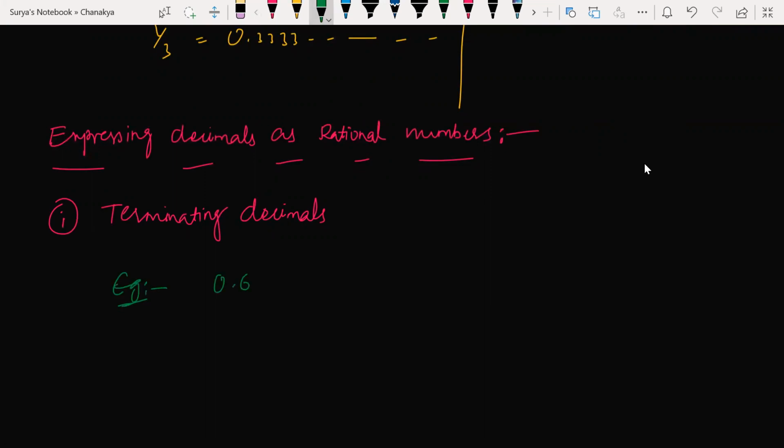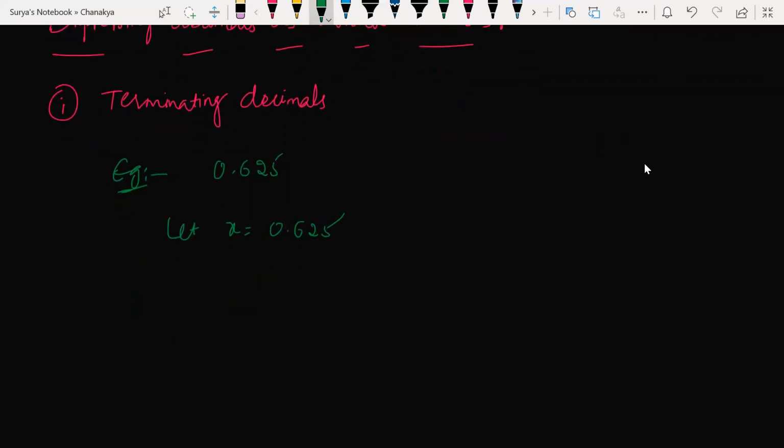If I talk about 0.625, okay, 0.625, how do we represent it as a rational number? We'll take the given decimal number as x. Let x equal 0.625. See here, after the decimal, how many digits do you have? Three digits, right? So what we do here is multiply and divide with 1 followed by three zeros, which is 1000. So x is equal to 0.625 into 1000 divided by 1000.